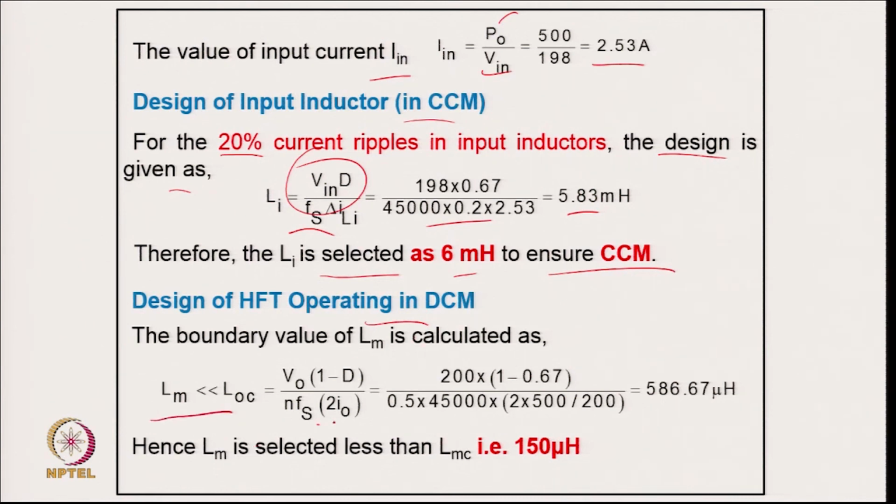It is a boundary condition we can calculate, because that is a definite value where the output inductor has the same current as the load current. So, we take twice the average load current as the ripple for the boundary condition, and keeping all the values here, we get 586.67 microhenry. To ensure operation under all operating conditions, we select much lower than that, typically less than 1/3. So, LM is selected less than LMC, and it is 150 microhenry.